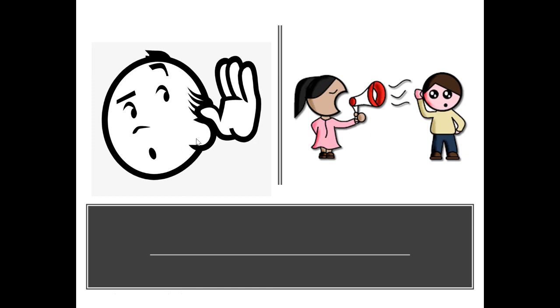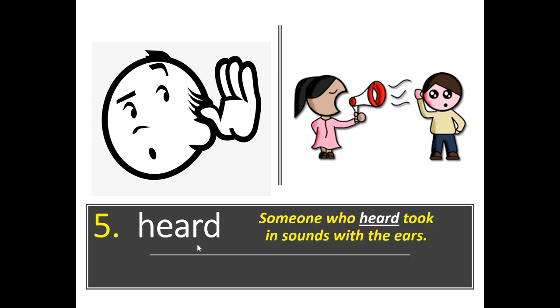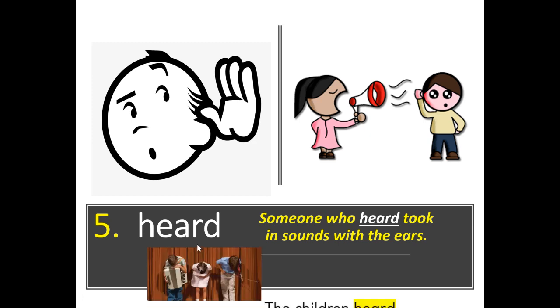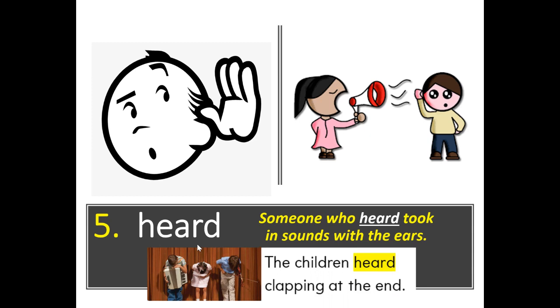So let's see what the word is. Heard. That is the past tense of to hear. I hear something or I heard something. So someone who heard took in sounds with the ears. Heard. The children heard clapping at the end. So you could say the children hear clapping, or in the past tense, the children heard clapping at the end of their performance. How do I use it? I heard that you were not feeling well. What is something you heard that made you happy?